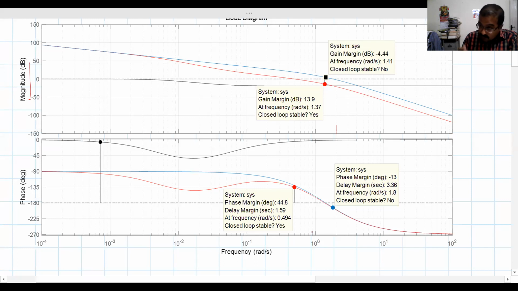Since the gain has been pulled down, omega GC has been lowered. The original omega GC for the blue curve was 1.8, and now for the compensated system, omega GC is 0.494. That means the bandwidth of the system is also reduced. In this way you can design a lag compensator. So we'll stop here. Thank you.